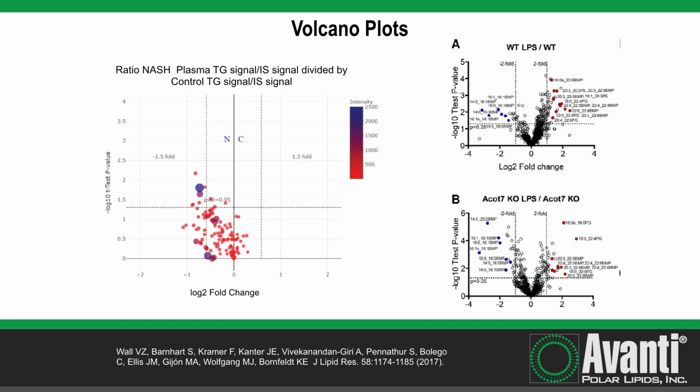Okay, so here are some volcano plots, and I'll just show you briefly. This is an example of a clinical study where we're looking at triglycerides in plasma of patients which are either control or those that have NASH. And the volcano plot's a very nice way to do it. It plots the fold change of each species versus the simple t-test, the log base 10 t-test.